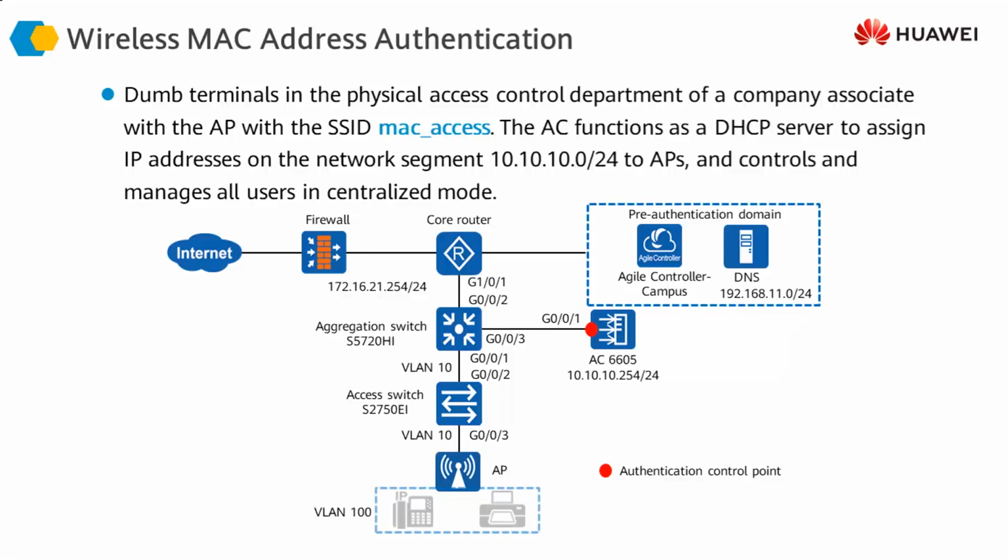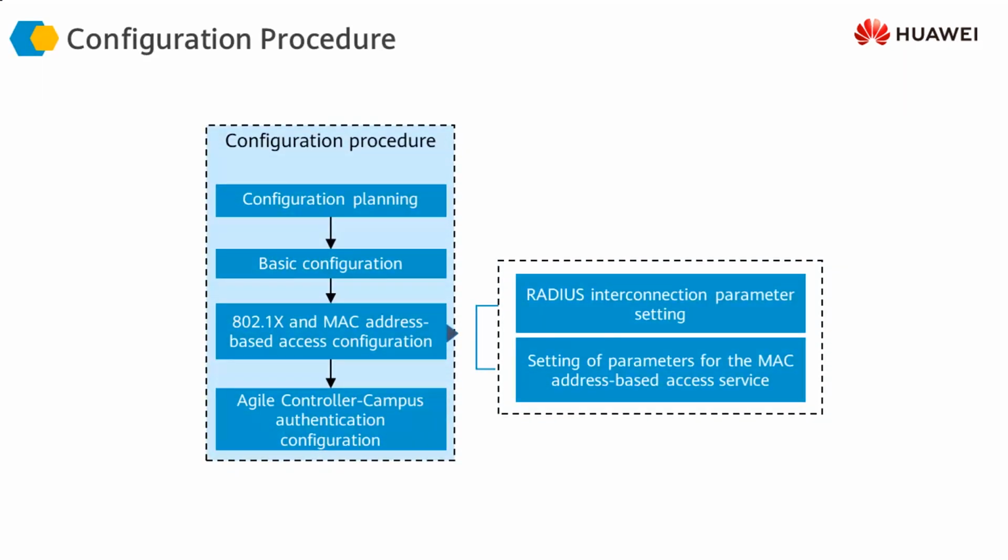This is the scenario. These are wireless devices which need to be authenticated. The authentication control device now is the wireless access controller. The wireless access controller and the agile controller are going to be used for making this authentication happen. The configuration steps are similar, but now we are going to do MAC authentication for wireless users or for wireless terminals.